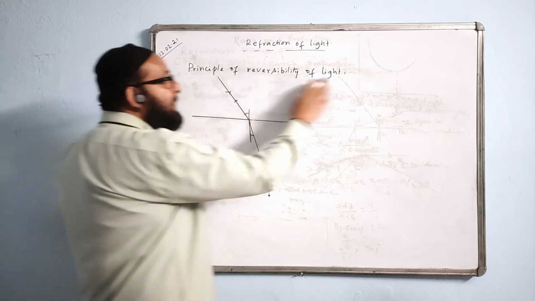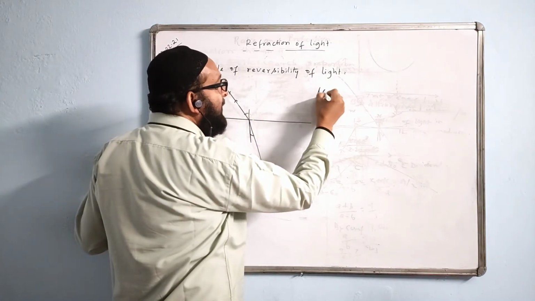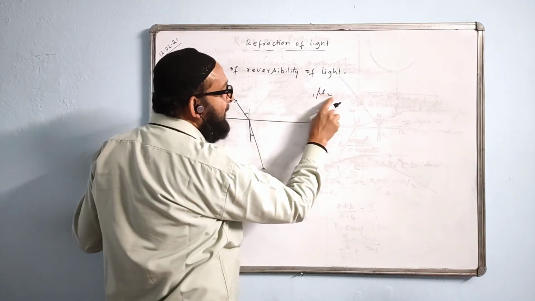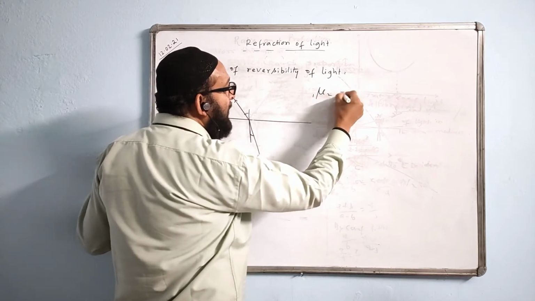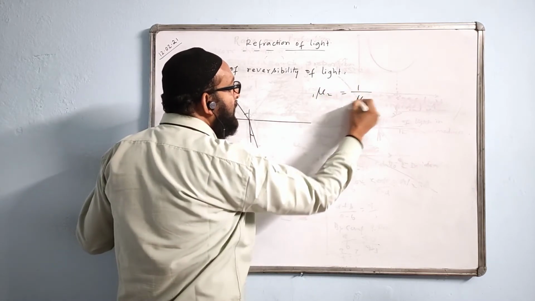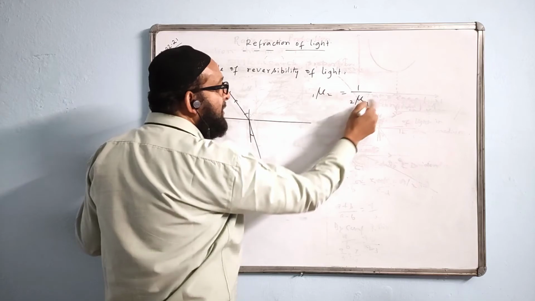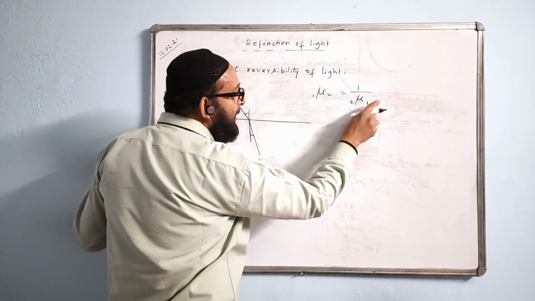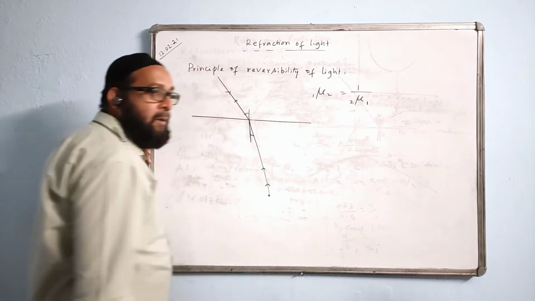From the principle of reversibility of light, we write this fact. We write refractive index of medium 2 with respect to 1 will be equal to 1 upon refractive index of medium 1 with respect to 2. We can interchange these two.